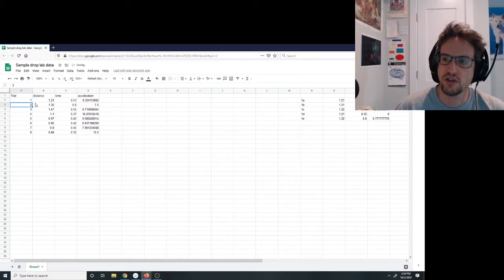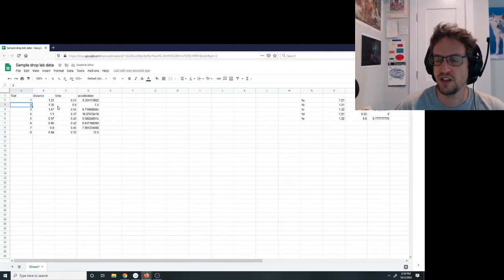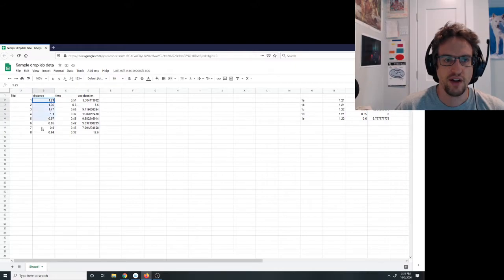And notice I used the first trial. I didn't use the best trial. It turns out that in this case it actually is the best trial, but you want to use the first trial so you're not biased. Use the first trial of everything else. Use the first trial here. Okay, so I want to graph distance versus acceleration.